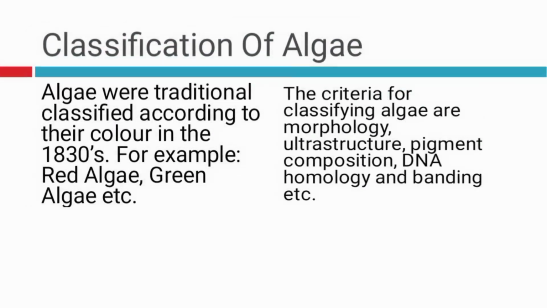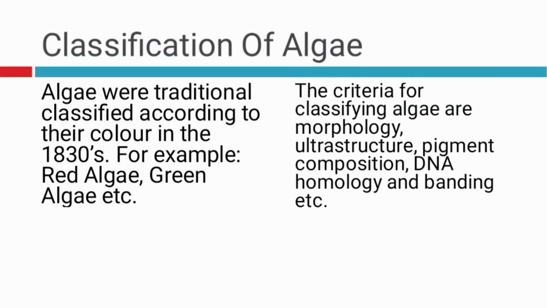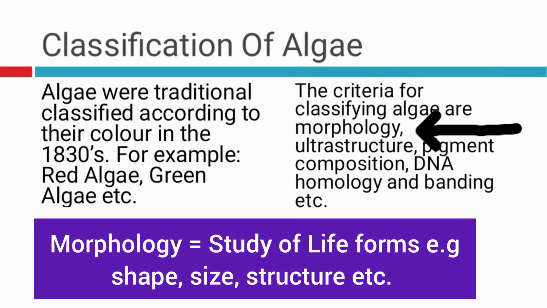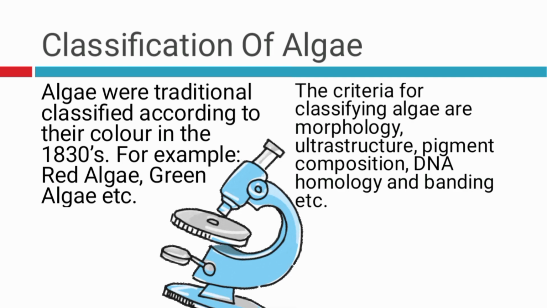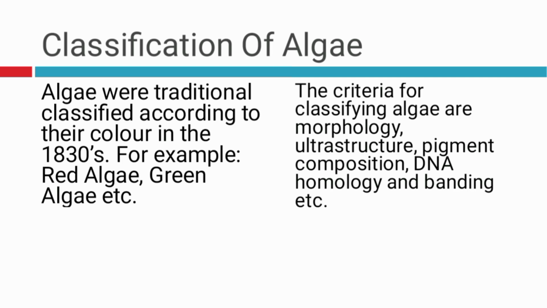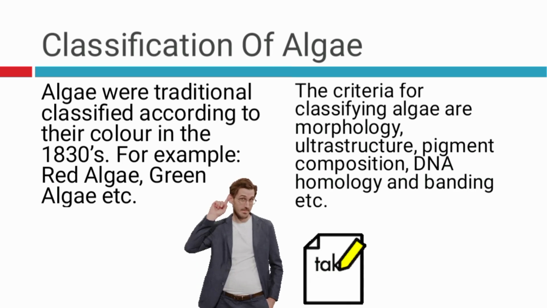And so the criteria for classifying algae are morphology, the way it appears, that means their life form, ultrastructure, the way they appear when you view them via a microscope, then the pigment composition, the color, like I've said earlier, then we have the DNA homology and the DNA banding. All these are different criteria for classifying algae. Please take note of these, okay?